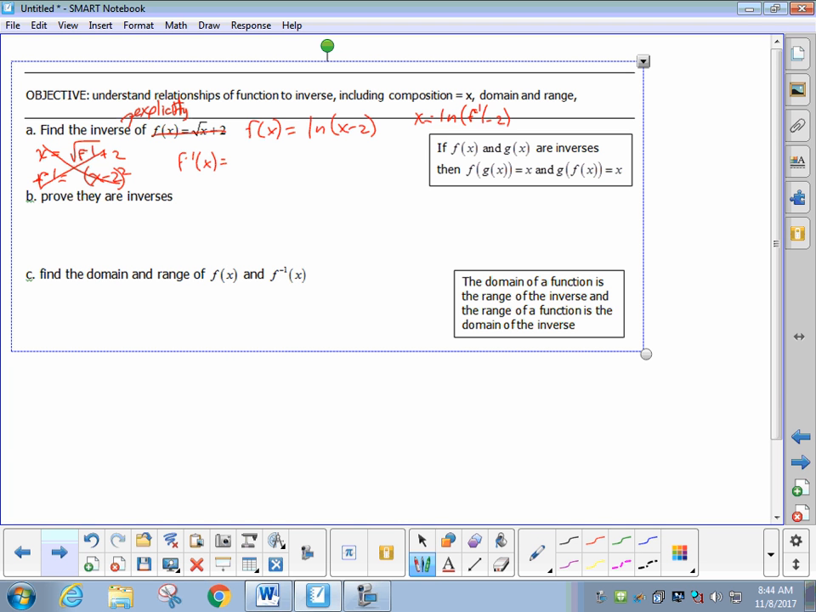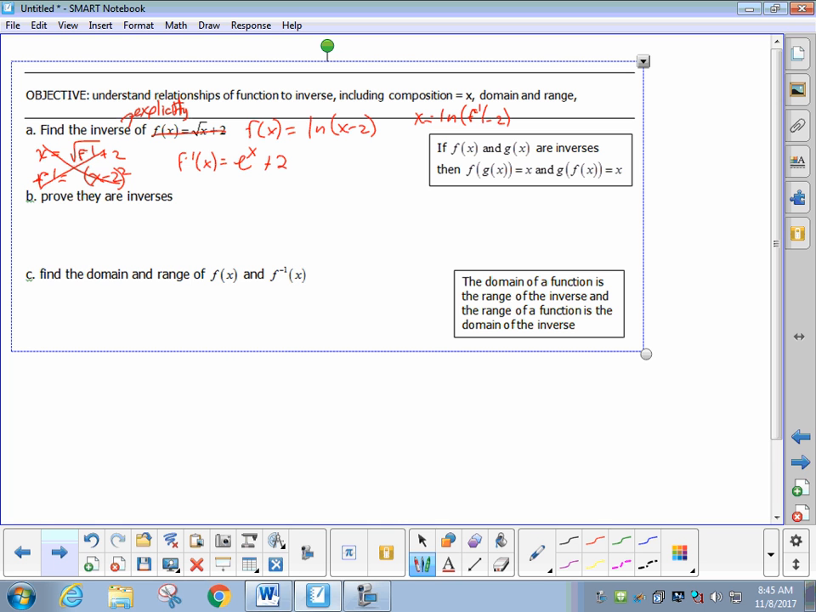I switch and I get x equals log of f inverse minus 2, yeah? So now solve for f inverse. E to the x plus 2. Is that plus 2 inside with the x or after the function? After. Okay, so f inverse is e to the x plus 2.